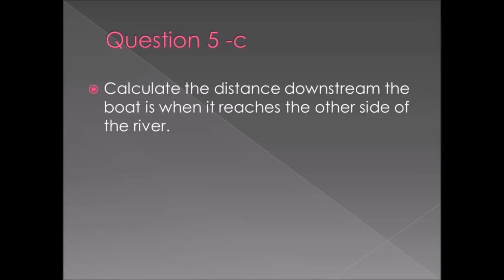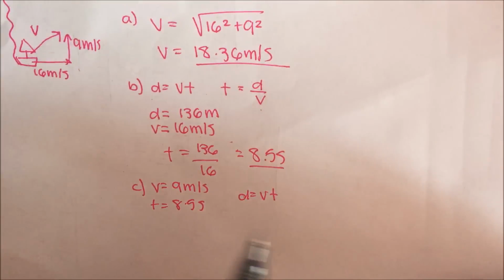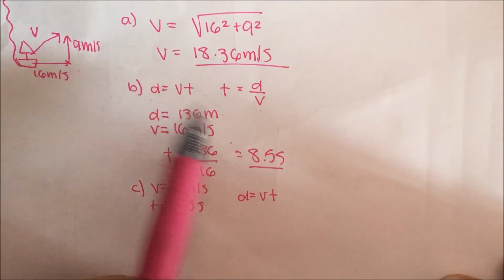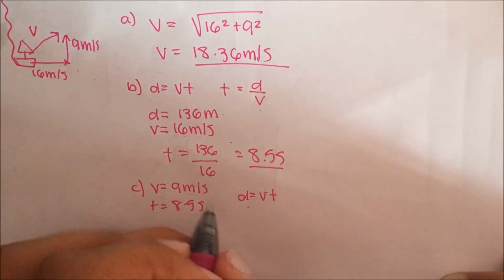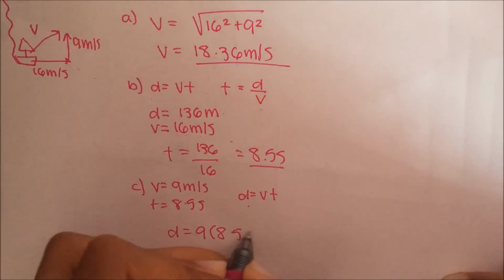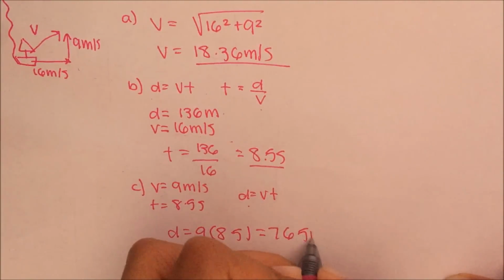Part C. Calculate the distance downstream the boat is when it reaches the other side of the river. This part, again, we're going to use some basic kinematics. We know that the velocity is going up, it's 9 meters per second, and the time, as we established in part B, is going to be 8.5 seconds. The distance equals velocity times time, so your distance is going to be 9 times 8.5, which is going to give us 76.5 meters.